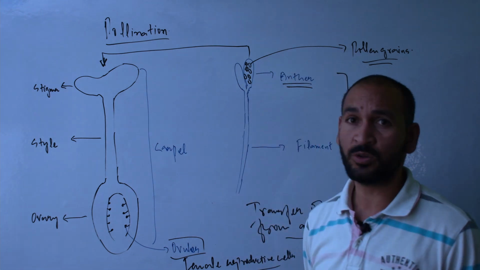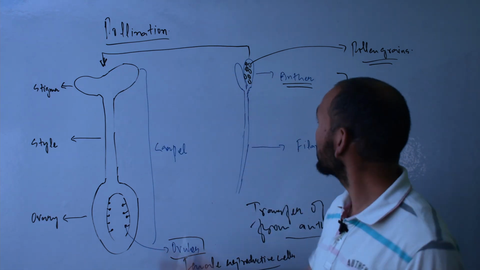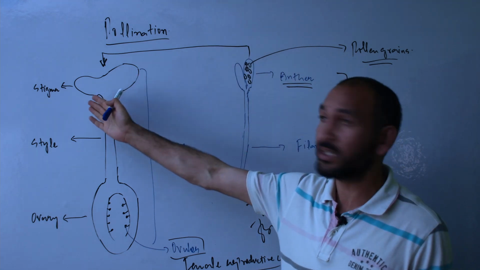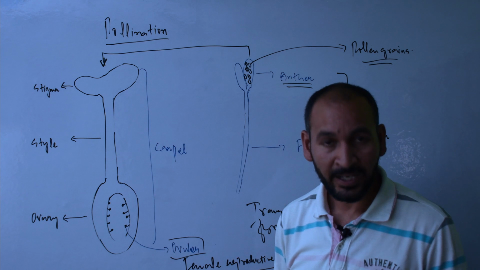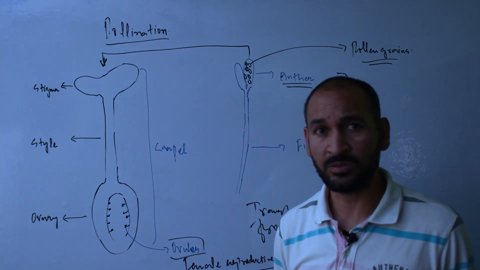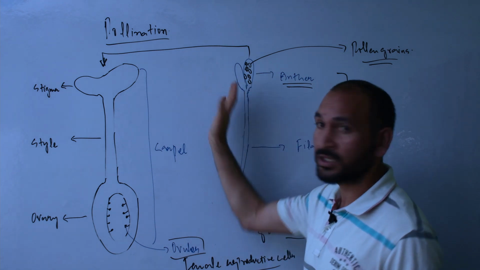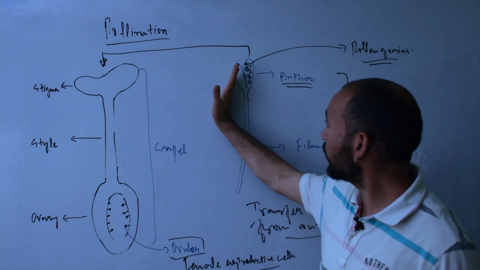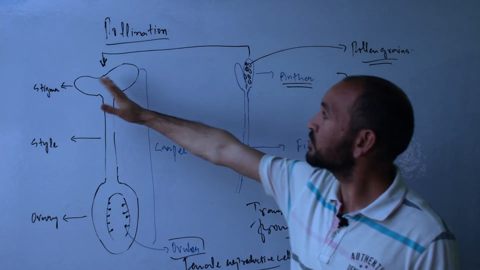So here, how does this happen? How does this transfer take place? How do these pollen grains transfer onto the stigma from the anther? There are different agents which actually do this job. There are different agents which help these pollen grains to go from the anther to the stigma.